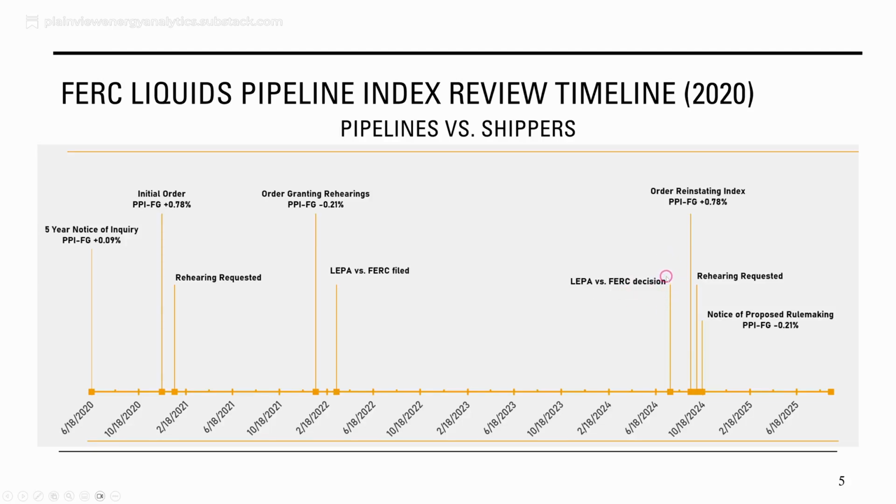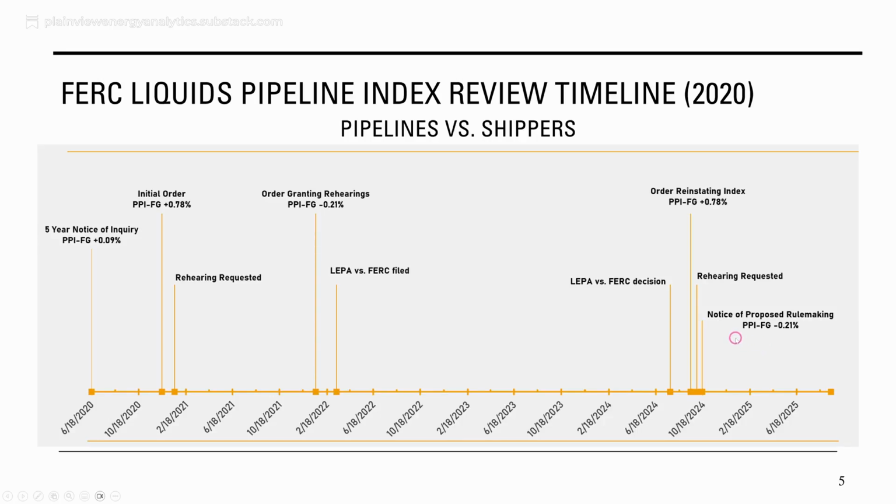This is still ongoing. So like a month after that, FERC did put out something that reinstated the index at 0.78. The shippers did request a rehearing on this, and FERC did put out a new notice of proposed rulemaking, saying, okay, we messed up before, we're doing the comment period now, we're going to try to change it to PPI finished goods minus this lower number of minus 0.21%.